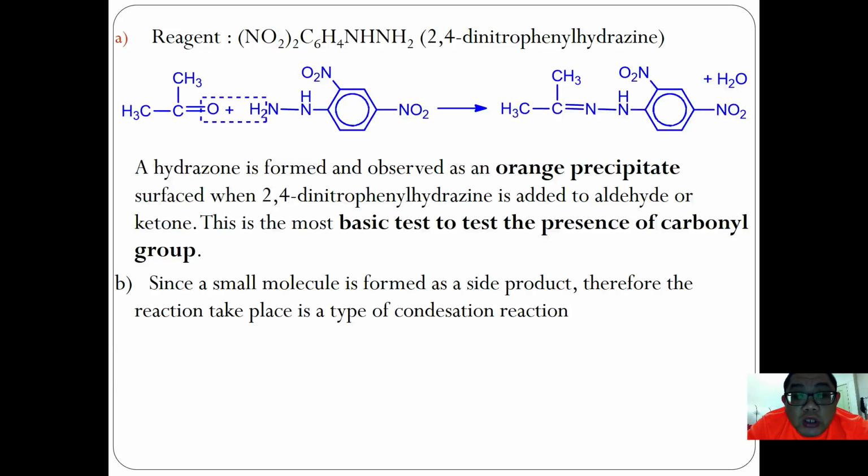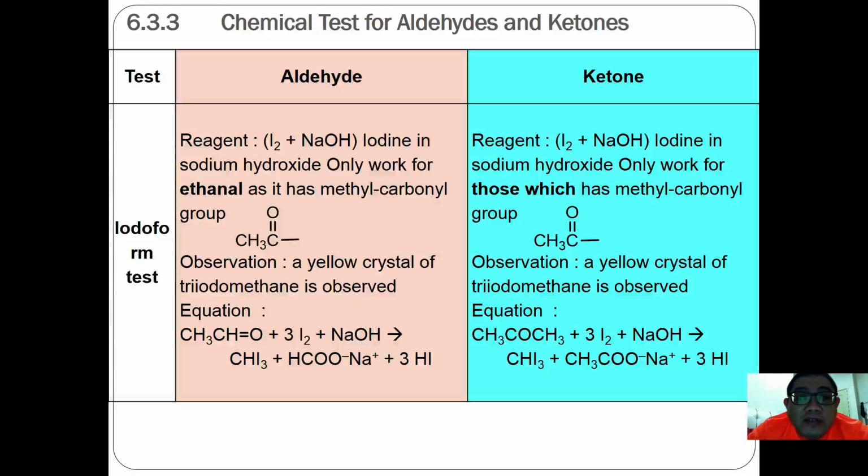This is the example using a ketone. You form a hydrazone, we call this, which is the orange precipitate. This reaction is also a type of hydrolysis. Okay, so that is all for the chemical properties of the carbonyl compounds. And then we are also going to have the side reactions of a chemical test for aldehyde and ketone.